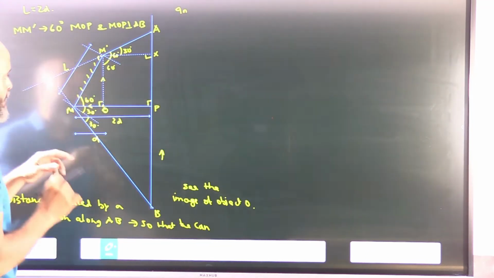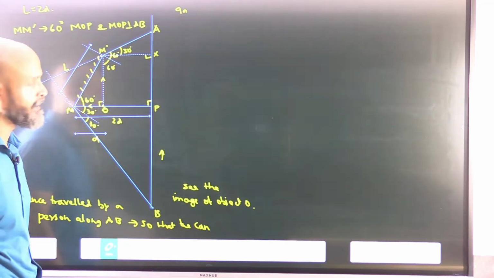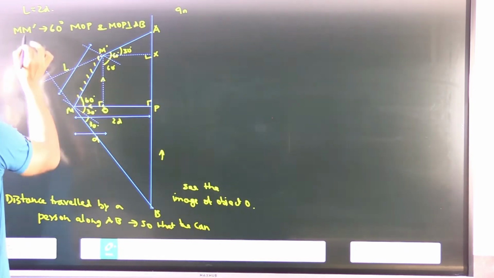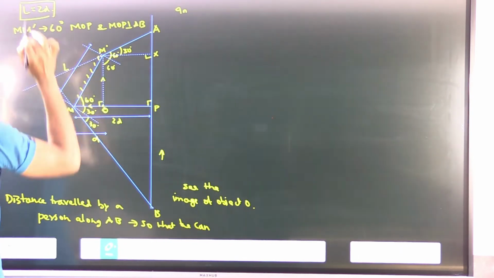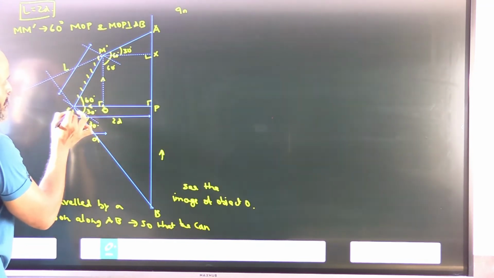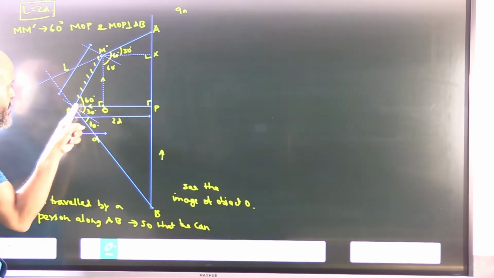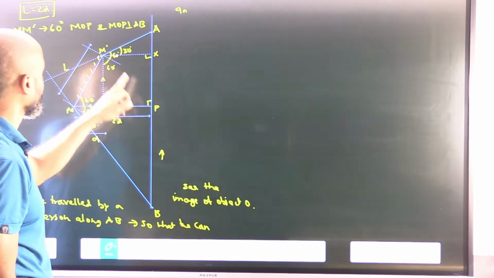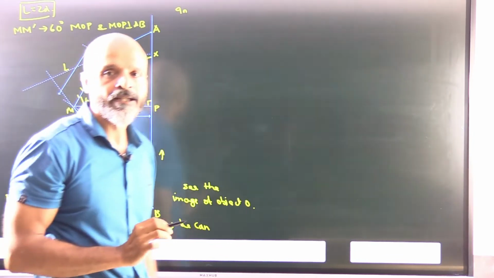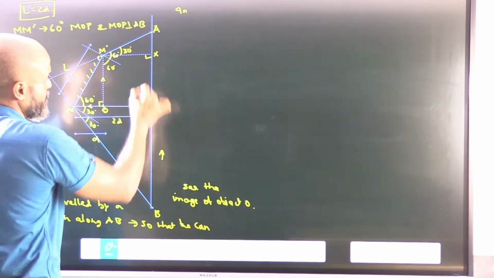What has been given here is that this M is at a distance of 2D from P. The length of this mirror is L, and this L is equal to 2D, and the point object O is at a distance of D from the mirror. This distance is L, which is also known as 2D. So we have to calculate the distance AB.